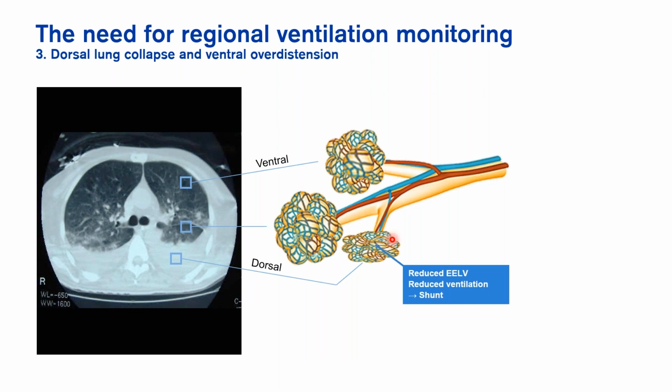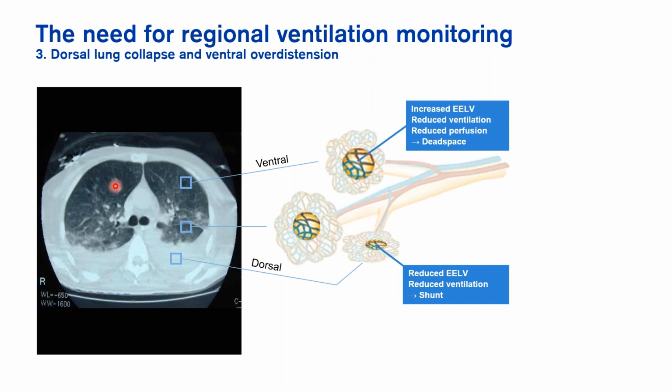So let's have a look at the inhomogeneous lung of a patient potentially with ARDS who has dorsal lung collapse. So we have no ventilation here, and we have ventral overdistension. On the CT scan, we see that there is air content. So we see that the air is inside the lung. But we don't know whether this air is contributing to the gas exchange or not.